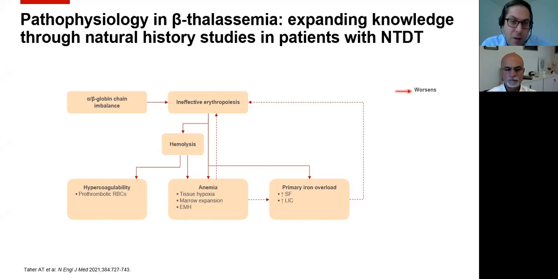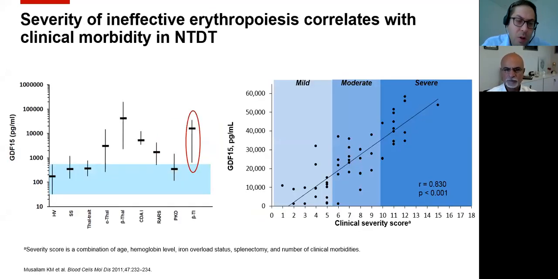This is a schematic representation of the pathophysiology as we understand it today. This is again from the New England Journal of Medicine recent review that Dr. Taher referred to. And I will go through each and every one of these arrows on how we think these pathophysiologies or risk factors lead to the development of morbidity. The first thing we wanted to look at is the ineffective erythropoiesis itself, since this is the core and the hallmark of the disease. It's a consequence of the actual genetic anomaly that's found in beta thalassemia.